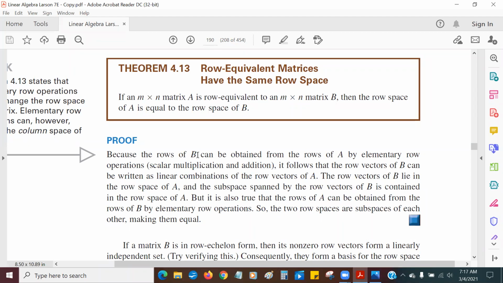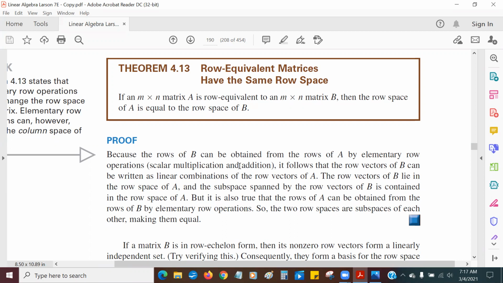So the rows of B were obtained from the rows of A by elementary row operations, scalar multiplication and addition. By the way, there's another elementary operation, which is switching rows. But switching rows is kind of irrelevant here. If we're talking about a bunch of vectors, the order that you have vectors in doesn't matter. I'm not saying switching rows is not significant. It definitely affects the determinant, affects a whole bunch of things. But for this particular thing that we're doing, switching rows won't have much of an impact when we're talking about the span of a bunch of vectors. So let's just look at scalar multiplication and addition.